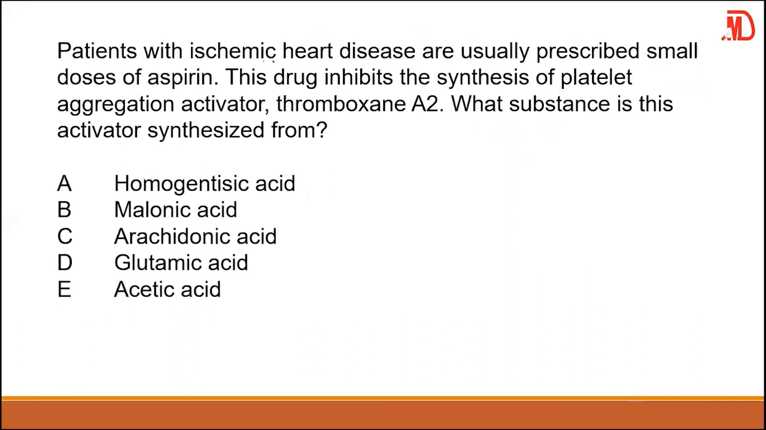Patients with ischemic heart disease are usually prescribed small doses of aspirin. This drug inhibits the synthesis of the platelet aggregation activator, that's thromboxane A2. What substance is this activator synthesized from? And of course, if you know how COX-1 and COX-2 work, this is a bonus question for you.